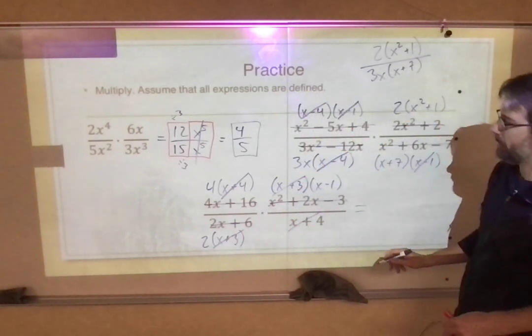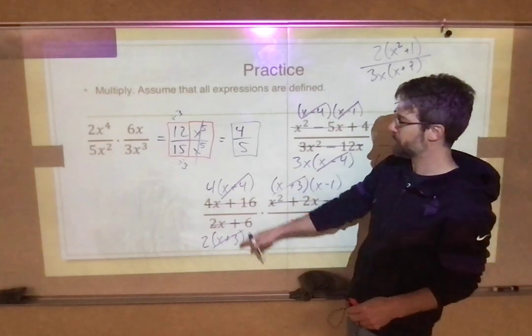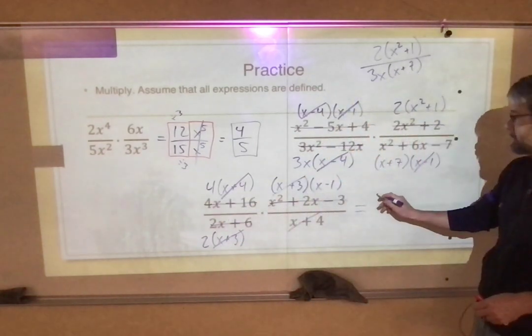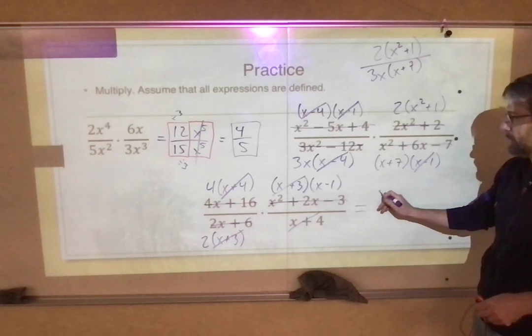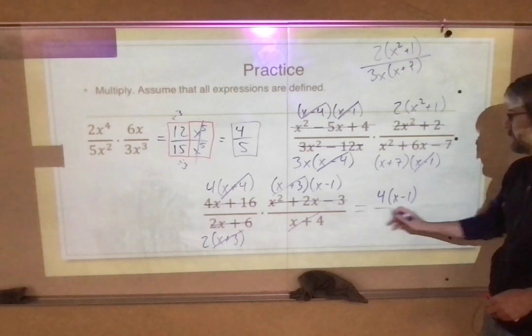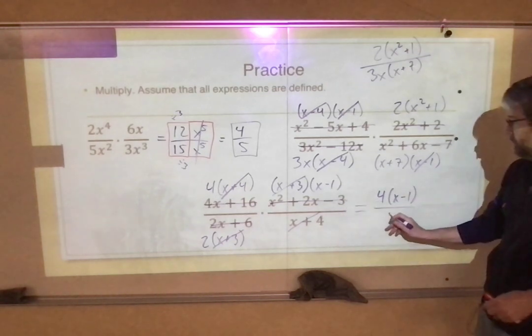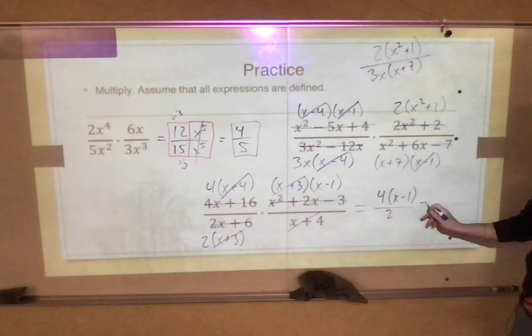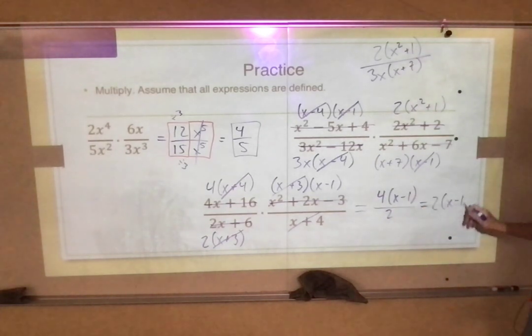And what I have left, now I'm going to do this in two steps, right? I've got a 4 over 2 that's going to reduce, but I'm going to show that in the next step here. So my numerator, I've got a 4 and an x minus 1 that didn't cancel. And then on the denominator, all I have left is a 2. Well, then that 4 over 2 can still reduce, right? 4 divided by 2 is 2, so this is 2 times x minus 1.